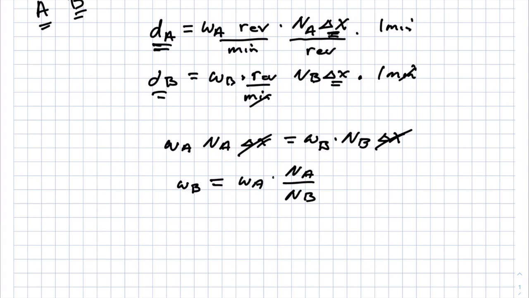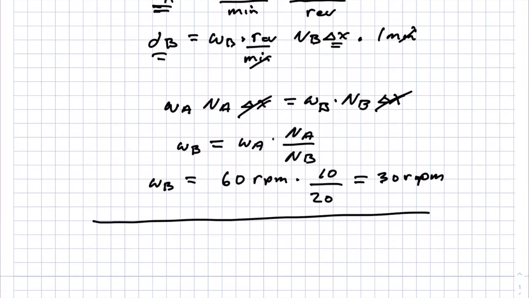Let's take a look at our situation here. We know that omega A was 60 RPM, and NA was 10, and NB was 20, so it looks like the second gear is rotating at half the speed because there's twice as many teeth in the second gear. Does that make sense? Hopefully that makes sense.